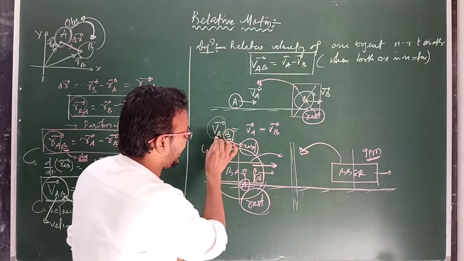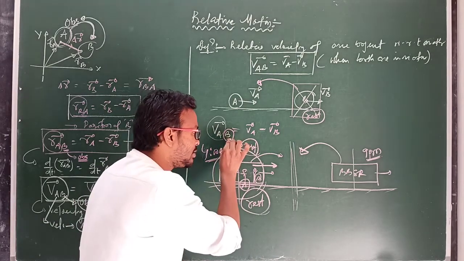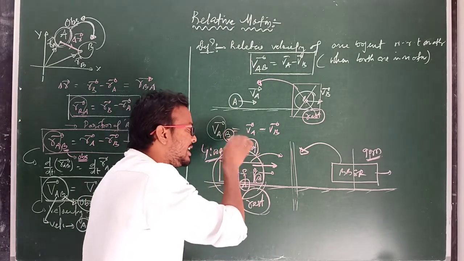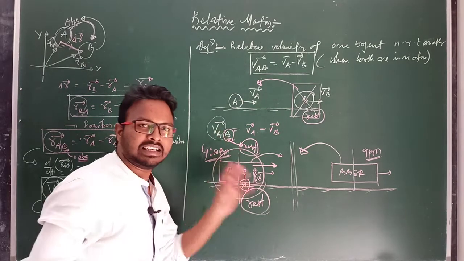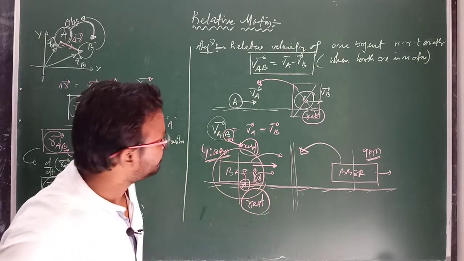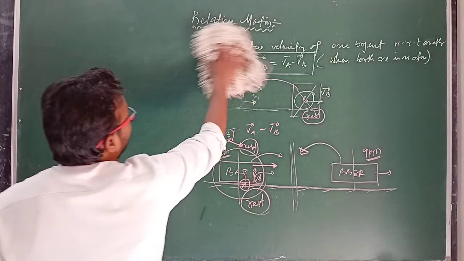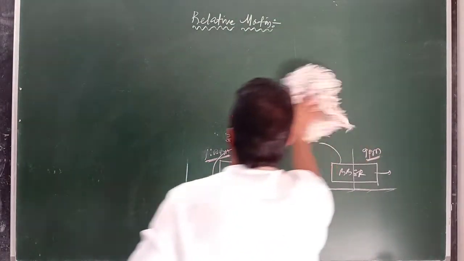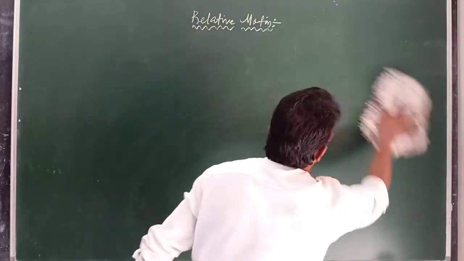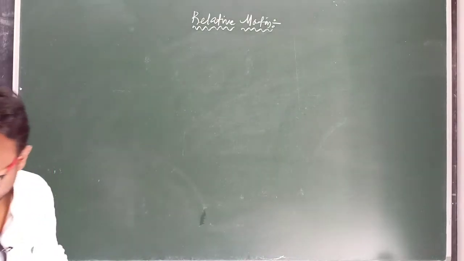So velocity of A with respect to B means observing from B, we consider B as at rest. Clear. So by using this concept we can solve different types of problems. Okay, so the graphical representation of relative velocity we can draw here.